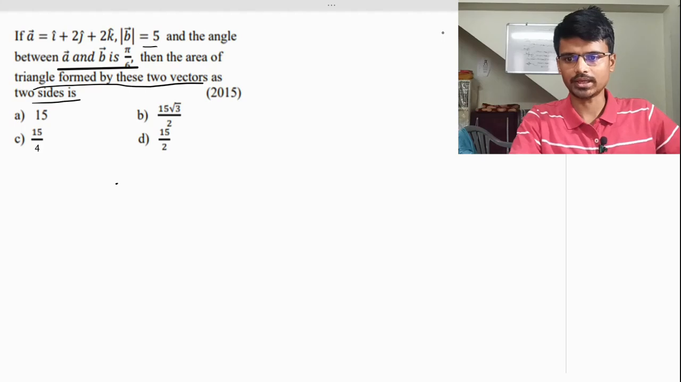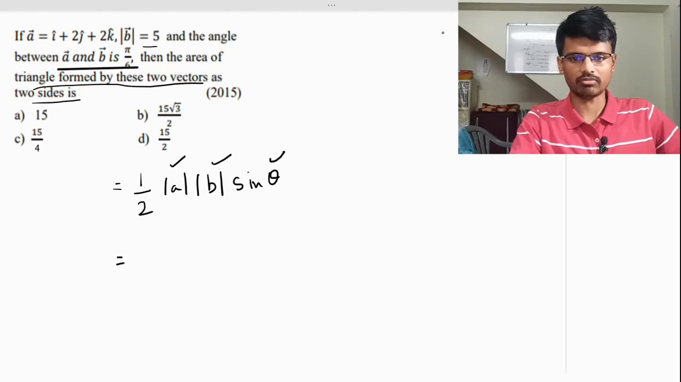We know that area of the triangle is given by this formula. I hope everyone remembers this. Half, magnitude of vector A, magnitude of vector B, and the sine theta. Theta is the angle between the vectors. So this gives us the area of the triangle. Here magnitude of vector B is already given, the angle is already given, the magnitude of vector A we need to find out, but the vector A is given.